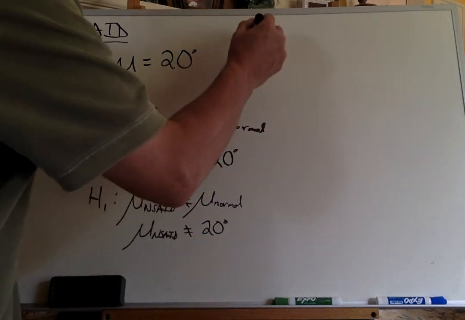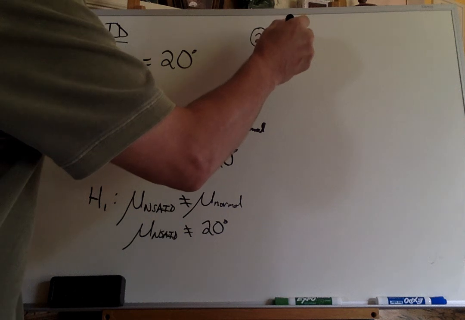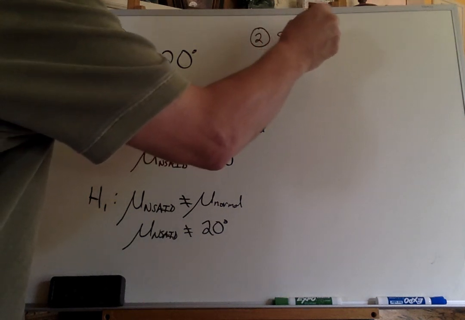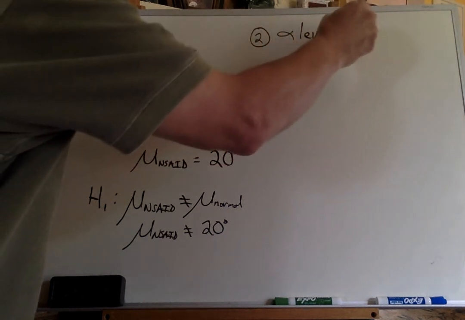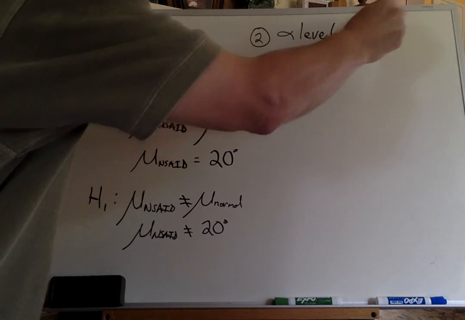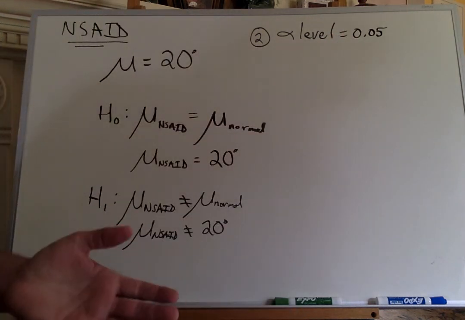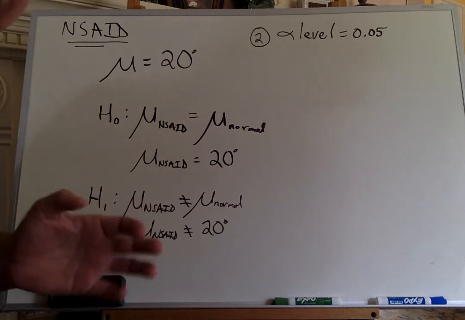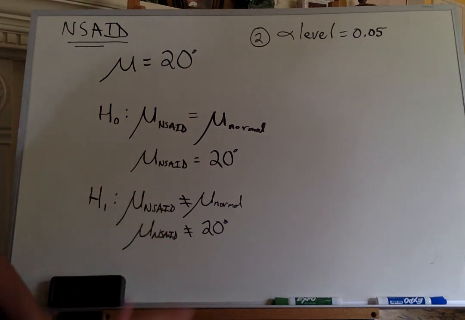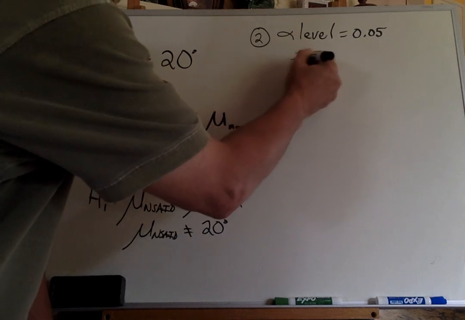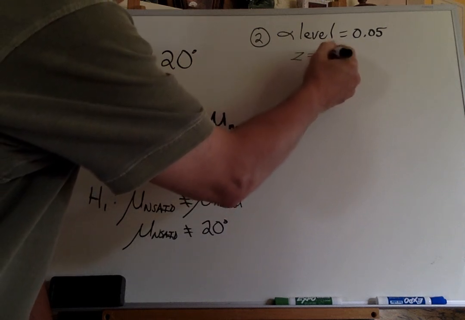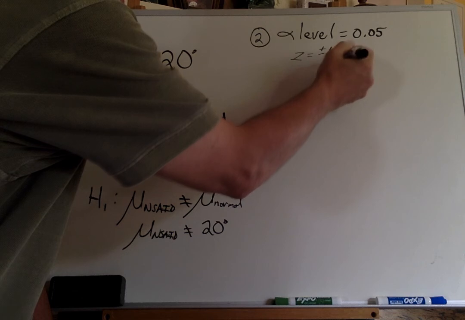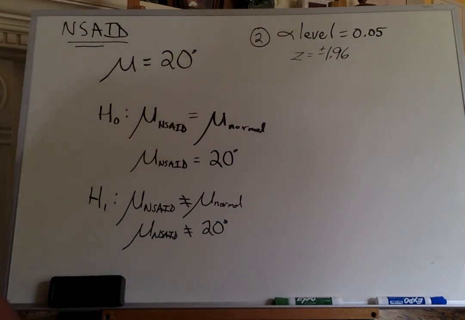Step number 2, let's talk about our alpha level. We're still going to keep that at 0.05. That means we have a 5% chance of making a type 1 error, but that's okay. That's a pretty low percentage, okay? And then this corresponds to a z-score of plus or minus 1.96. Pretty straightforward, okay? So far, so good.